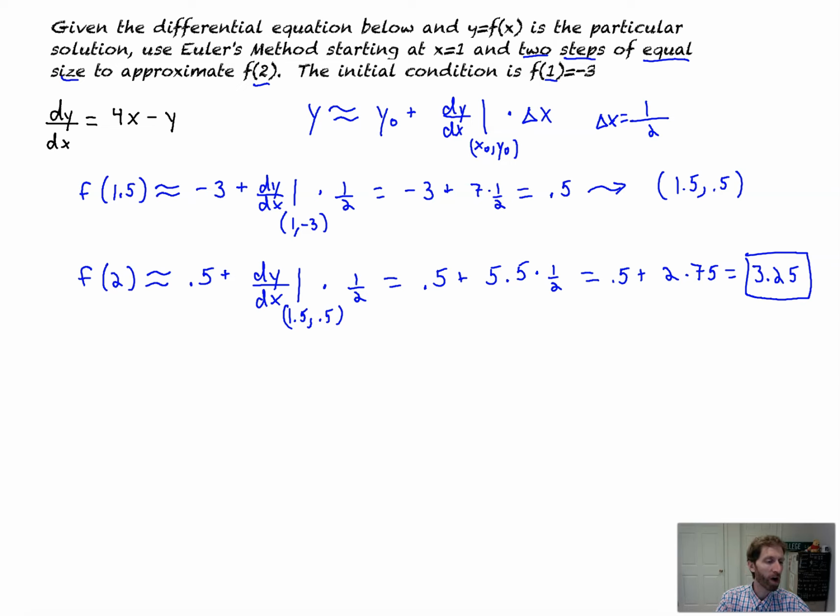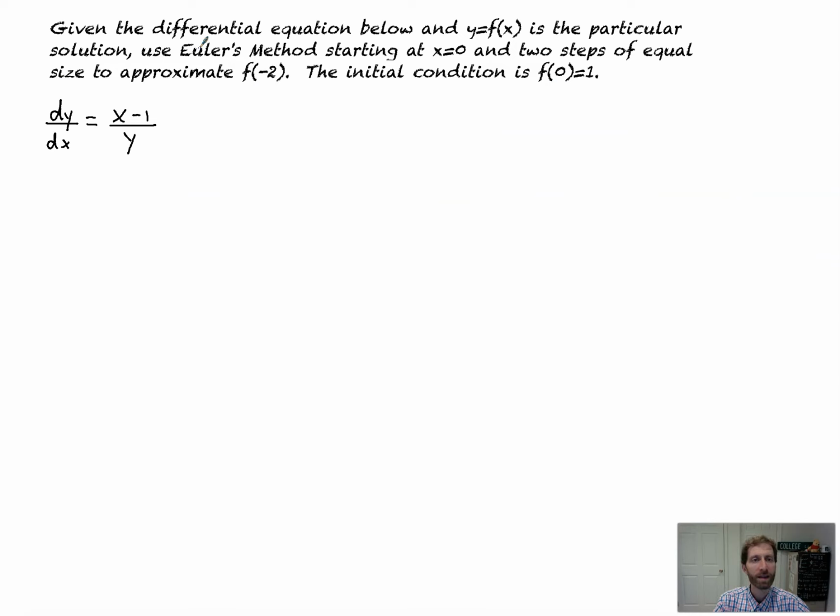So we're going to go over one more problem. Given the differential equation below and y equals f of x is a particular solution, use Euler's method starting at x equals 0 and 2 steps again. That's common, especially on the BC exam. It's not an AB topic. So to approximate f of negative 2, it's common to do 2 steps. We're going from 0 to negative 2, so be careful there.